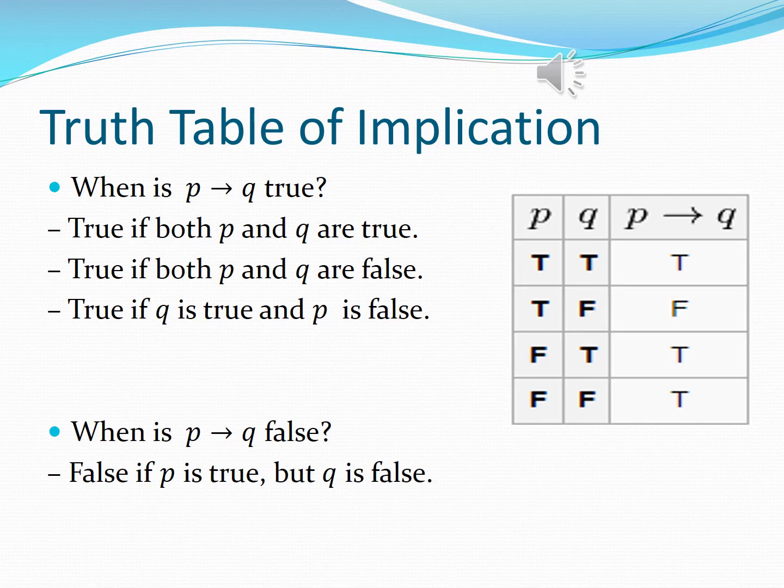Here we will discuss the truth table of implication. So now we can ask, when is the implication statement true? It's true if both P and Q are true. It's true if both P and Q are false. It's true if Q is true and P is false.